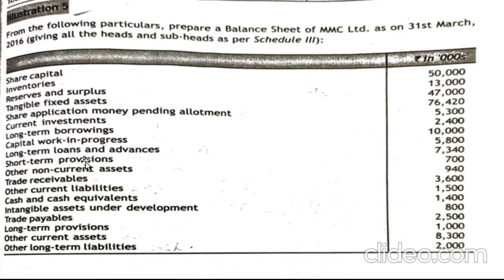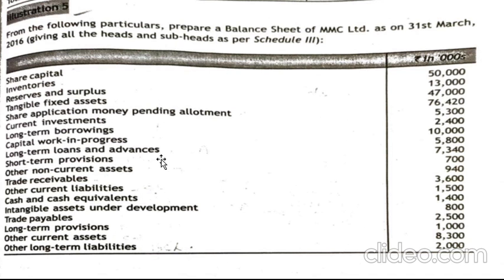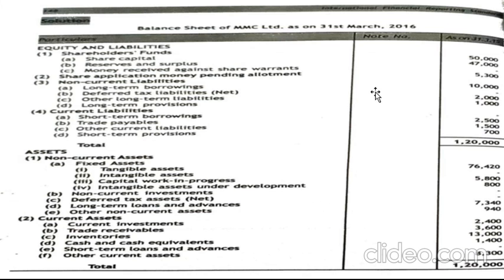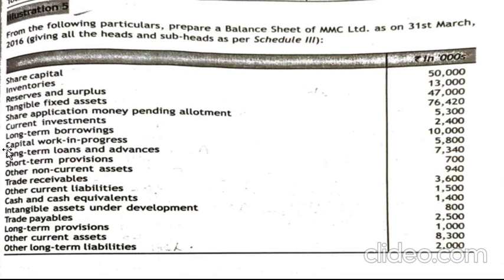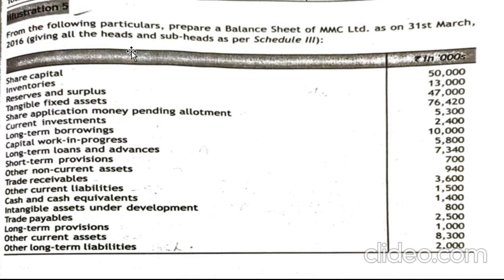So now we will classify. Share capital will come under equity and liability column under the heading shareholders fund. So the first item will be share capital. How much is mentioned in the question? 50,000. So we will write shareholders funds, share capital 50,000. Anything related to share comes under the share capital heading. Next will be reserves and surplus. We will write reserves and surplus as given in the question, which is 47,000.